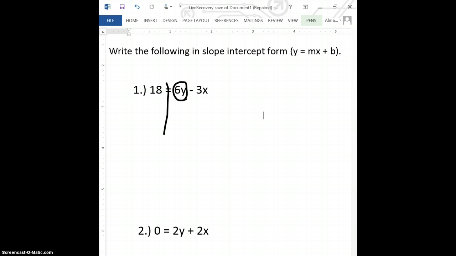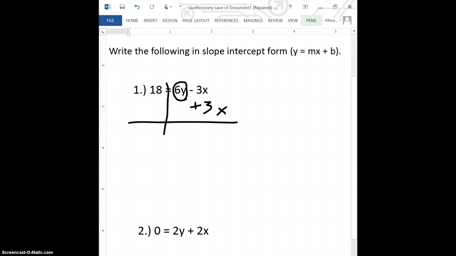Now, looking at the 6y, if I move that y to the left, then I'm going to end up with the y and an 18 there. But that's not what I want. I want the y on a side by itself. So, instead of moving the y over to the left, I'm going to move the minus 3x. Because if I move that minus 3x, then I'm going to be left with nothing but a y on the right. So the opposite of subtracting 3x is to add 3x. So I'm going to add 3x to both sides.